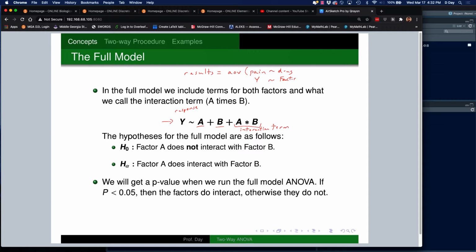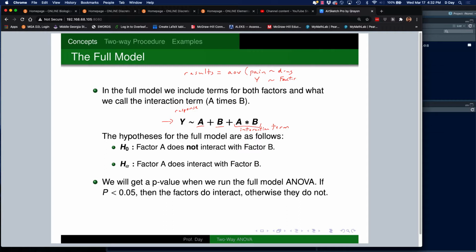So the hypothesis for this full model is that the null hypothesis is that factor A does not interact with factor B. Preferably, we would like to not reject the null hypothesis here. But the alternative hypothesis is that factor A does interact with factor B, and if that happens, we have to do something a little bit different or go a different route, as you'll see when we break this down more.